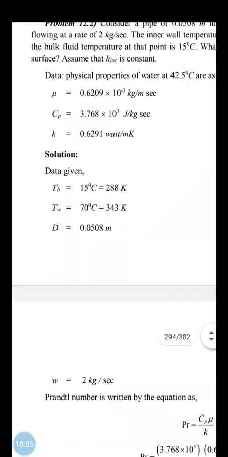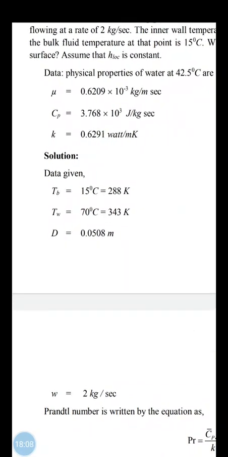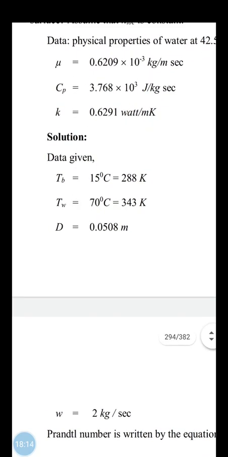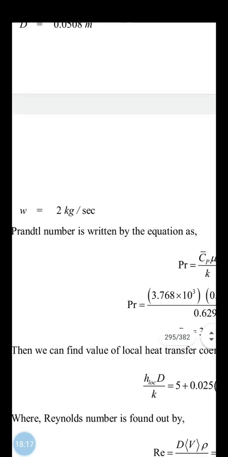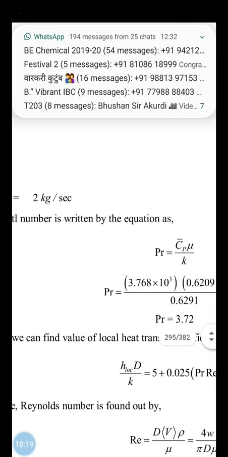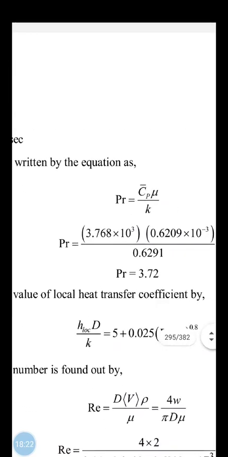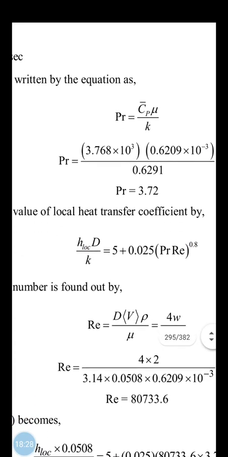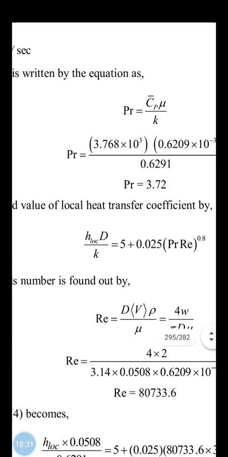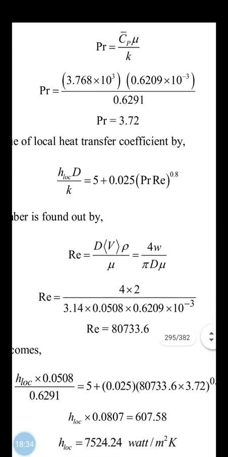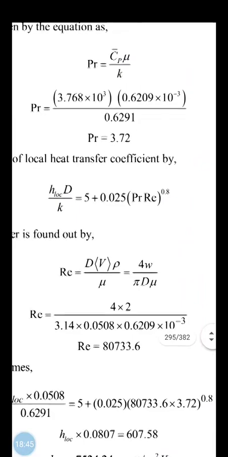So you can find out what TB is. TB is 15 degrees Celsius, that is 288 Kelvin. TW is 70 degrees Celsius, 343 Kelvin. Diameter is known, W is known. What you can find out is the Prandtl number. Prandtl number is Cp mu by K. You know the value of Cp bar, viscosity and thermal conductivity. Prandtl number is 3.72. Then you can find out the local heat transfer coefficient by this equation: h local into D, hD by K, is equal to 5 plus 0.025 Prandtl number, Reynolds number raised to 0.8. So you have already found out the Prandtl number.